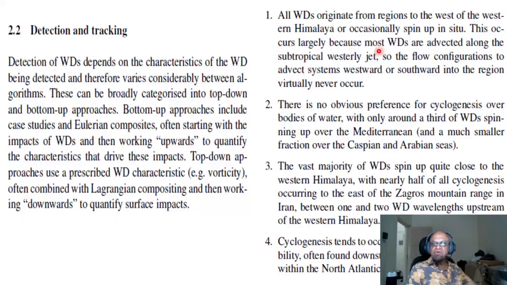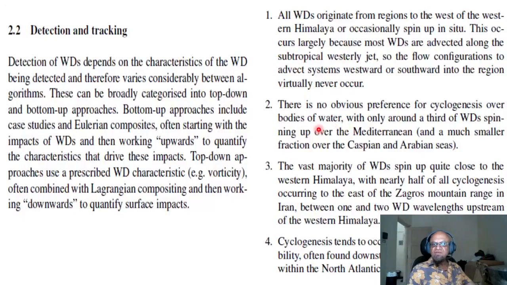All WDs originate from the regions to the west of Western Himalaya or occasionally spin up in situ. This occurs largely because most WDs are advected along the subtropical westerly jet, so the flow configuration to advect systems westward or southward into the region virtually never occurs. Okay, so remember the westerly jet, and then you are looking at flow configurations that can actually be identified as WDs.